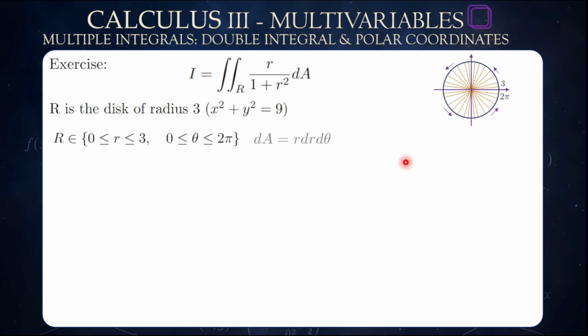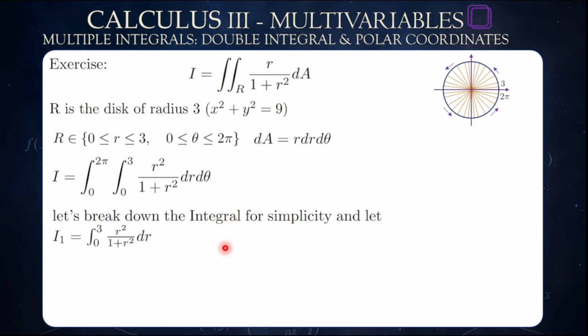Then r belongs to the interval from 0 to 3, where lowercase r is the radius, theta is between 0 and 2 pi, and dA is equal to r dr d theta, which is the transformation into polar coordinates. I is equal to the integral from 0 to 2 pi, integral from 0 to 3, of r squared divided by 1 plus r squared dr d theta. Why? Because we multiplied by r, which is on the outside, which is the Jacobian.